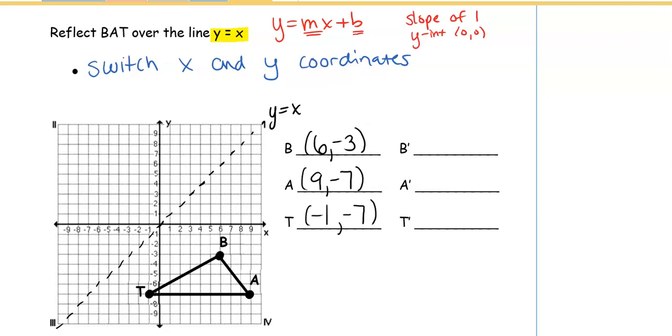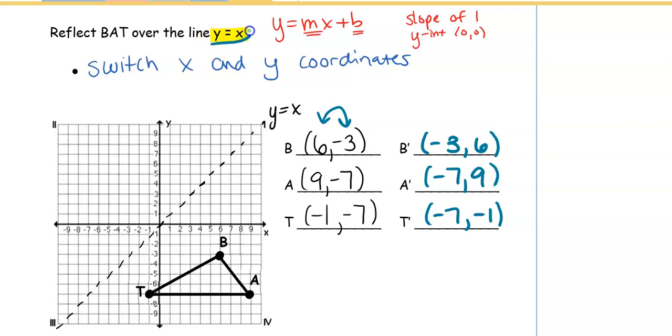Now to find the image, we just switch where the x and the y coordinates are. So instead of 6, -3, it becomes -3, 6. I'm switching those two. This becomes -7, 9. This becomes -7, -1. So to reflect over that diagonal line, y equals x, switch the x and y. So our image of B is at -3, 6. And again, we give that with a B prime.